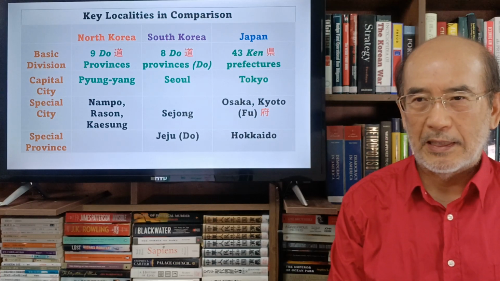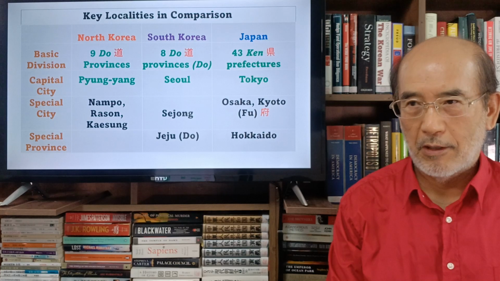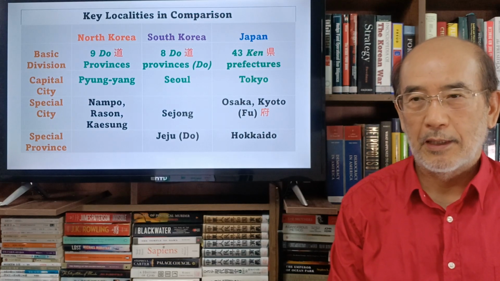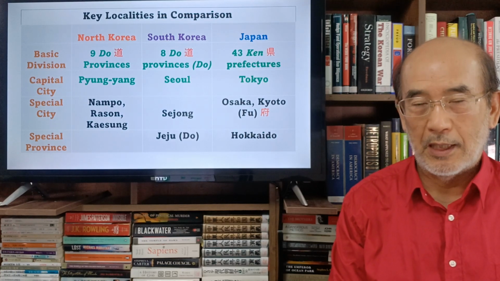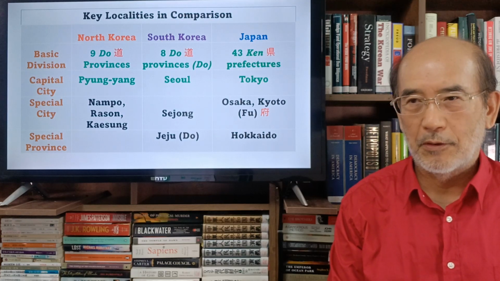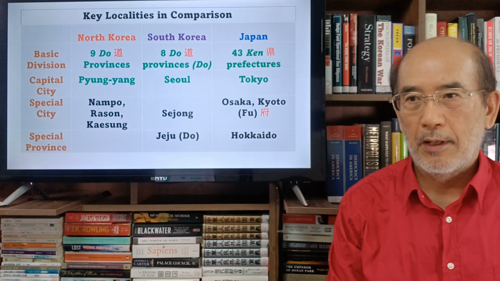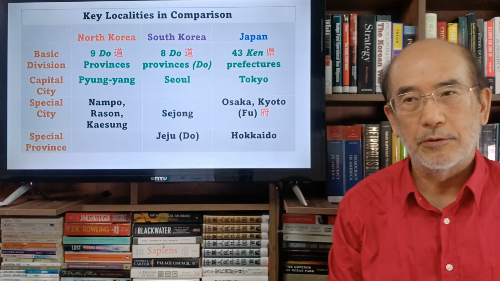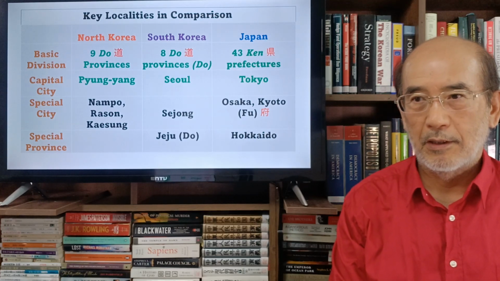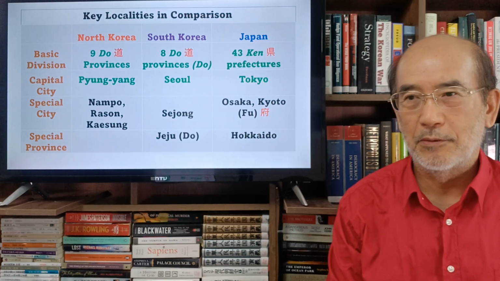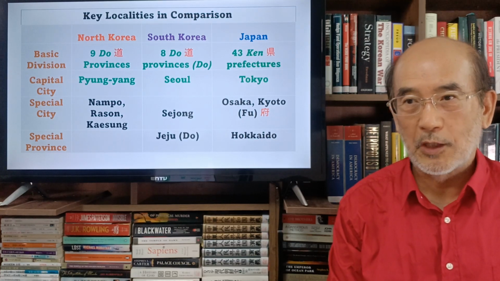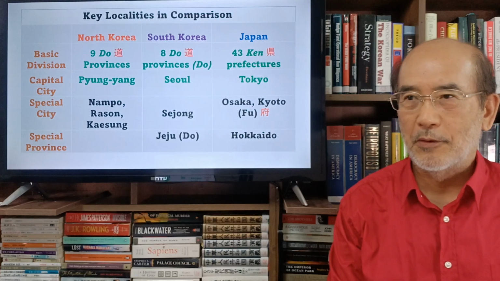And we have special cities in North Korea, South Korea, and Japan. In North Korea, we have Nampo, Rason, and Kaesong. In South Korea, we have lately Sejong City, which is sort of the Washington, D.C. of Korea. The Korean government is trying to move most government functions to Sejong City, which is about a 2 hour drive south from Seoul. But so many things are still concentrated in Seoul, so it is not yet carried out as planned. Anyway, we have a Sejong special city in Korea.